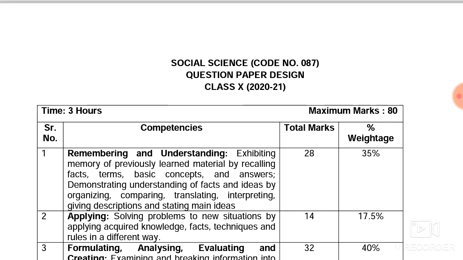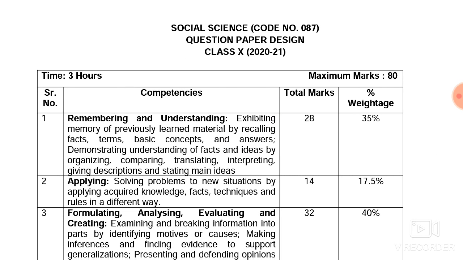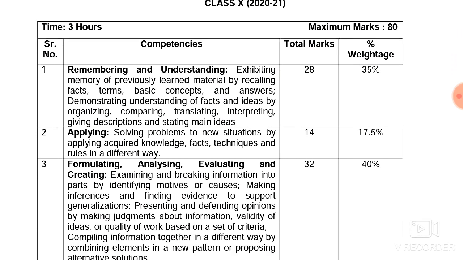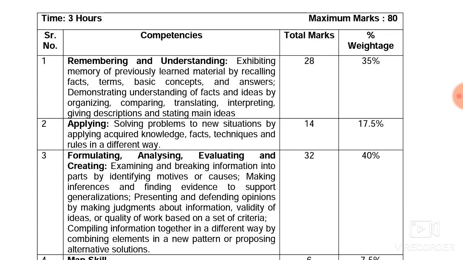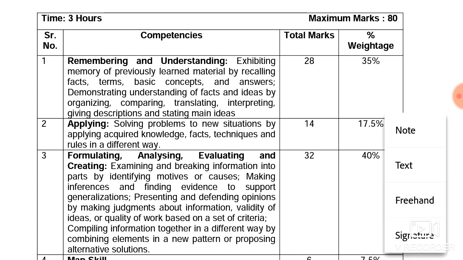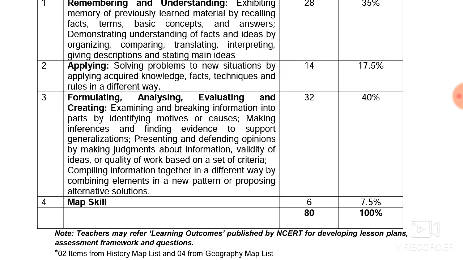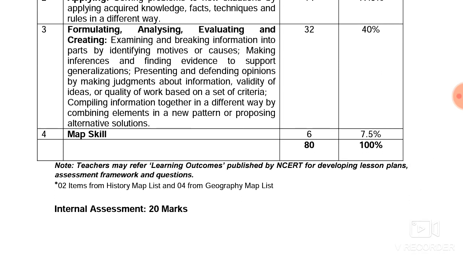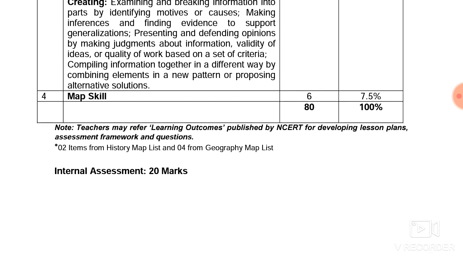Here for social science, your code number is 87, meaning the paper code number. So the question paper design is given here. So here see, your time will be 3 hours, the maximum marks will be 80, and the competencies are here. And for the map skills you will get 6 marks.